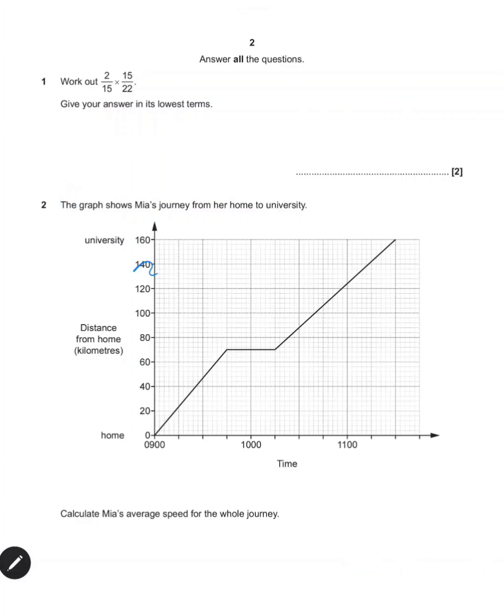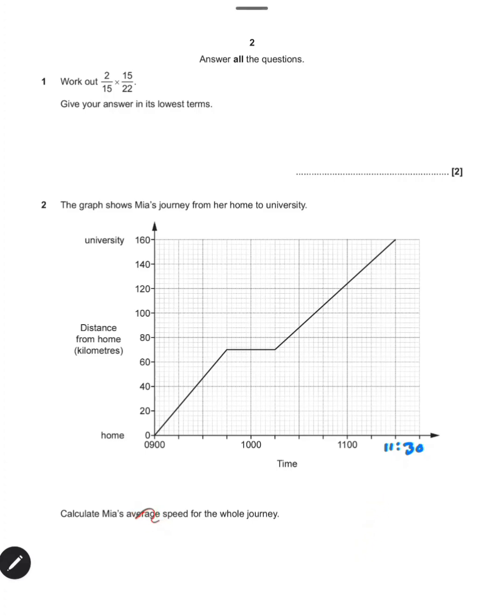In question 2, we've got a distance time graph, and it's showing Mia's journey from her home to university. What I would always do for a distance time graph is just double check what's happening at the bottom along the time axes. I'm going to guess that these are going up in 15 minutes, so I'll just double check that. We've got 9, 9:15, 9:30, 9:45, 10. We are going up in 15-minute intervals. That would make this end time 11:30. If I just check the total distance, we've gone right up to 160 kilometres from home, and that is what's happened over the course of this journey.